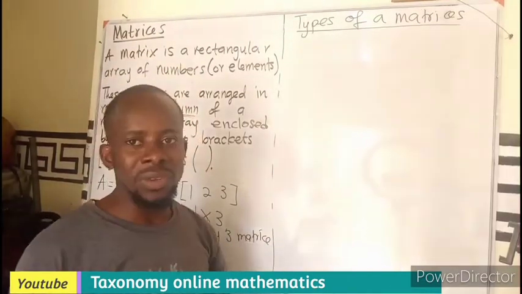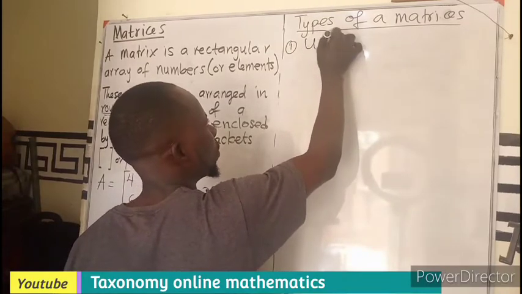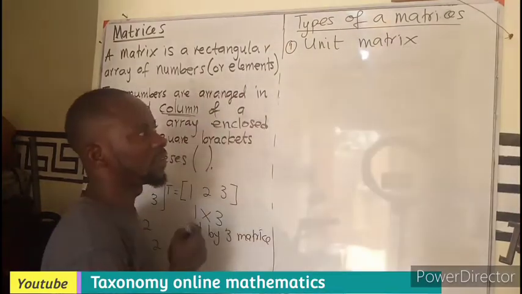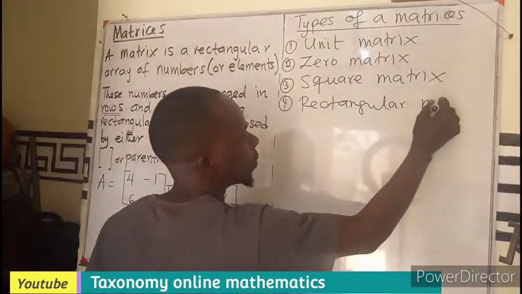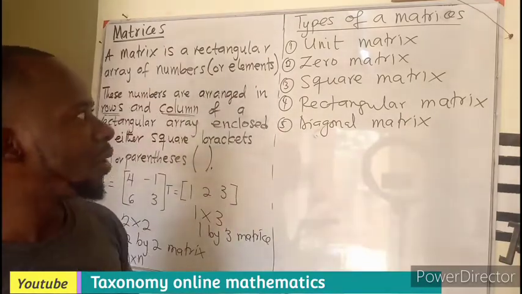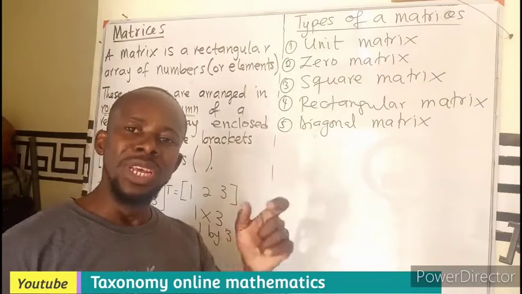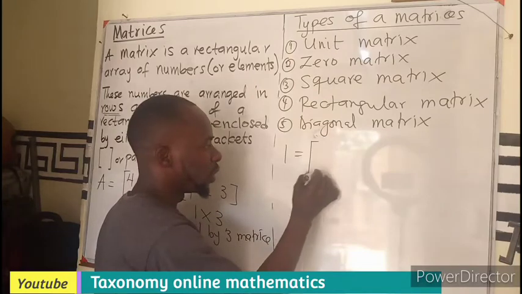So types of matrices, we have what we call unit matrix, and finally we have diagonal matrix. Now, if we talk of a unit matrix, whereby let me use I to represent this unit matrix.